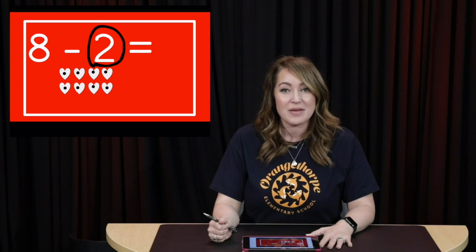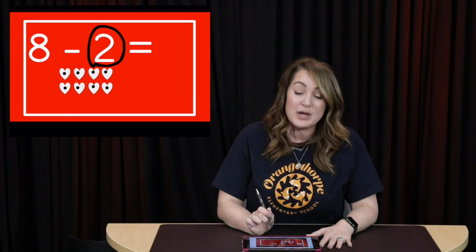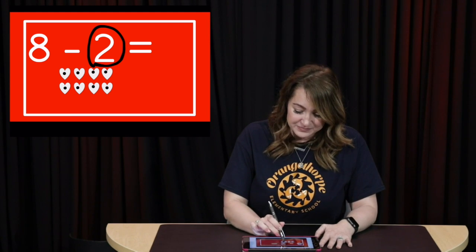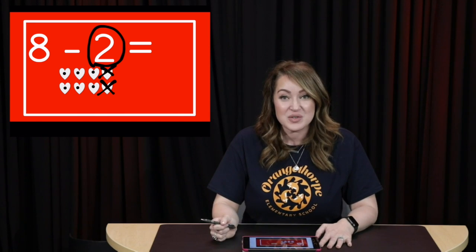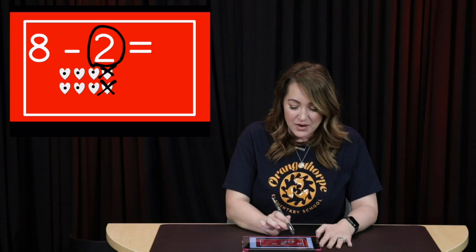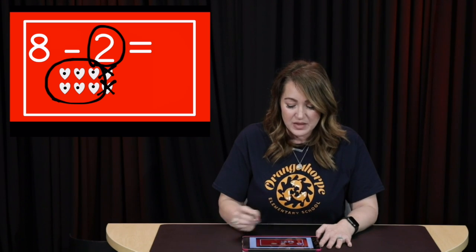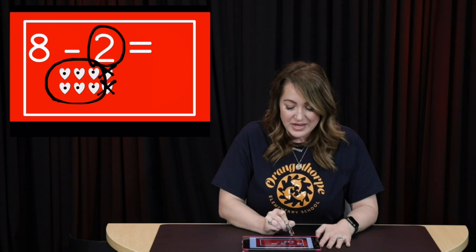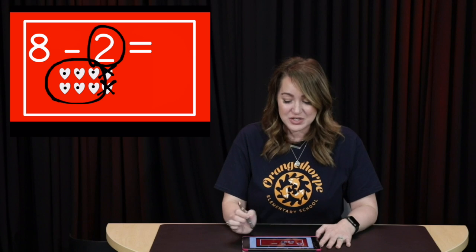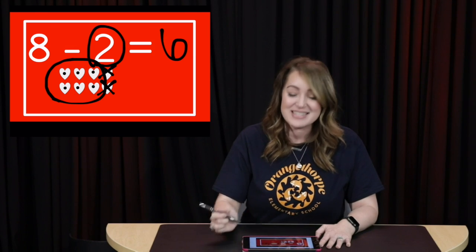And what I like to do is I like to cross them off. It makes it easier for me. So I'm going to put an X on 2 hearts. 1, 2. Now all I have to do to find the answer is to count how many hearts I have left. So here's all these hearts right here. 1, 2, 3, 4, 5, 6. So that means 8 minus 2 equals 6.